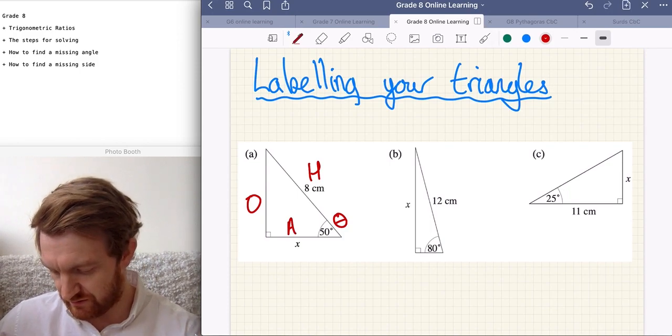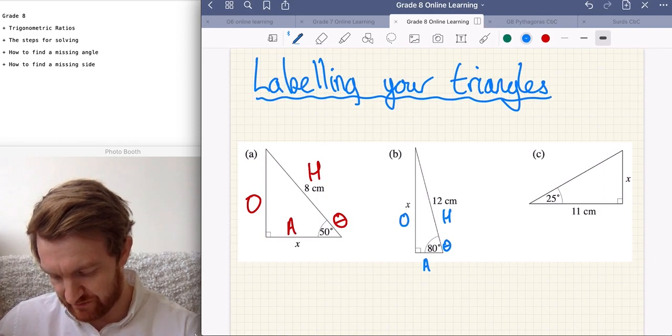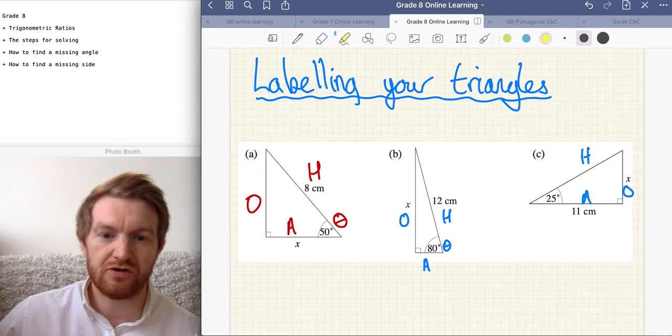We can do the same thing again here. We've got the angle is here, so this is opposite, adjacent, and hypotenuse, and this is theta. Here we've got opposite the angle, next to the angle, and the hypotenuse. Using a highlighter can be helpful here.